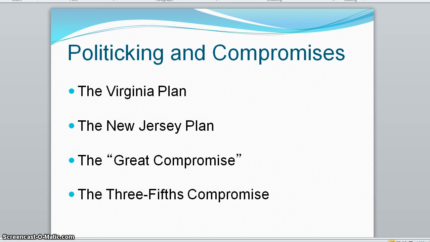And finally, the 3/5 compromise related to serious doubts that some delegates had about slavery. Delegates from the South opposed any ban on slavery and wanted slaves to be counted in determining representation. Delegates from the North objected. And what we found with the 3/5 compromise was that 3/5 of the slaves would be counted, or each slave would count as 3/5 of a person.